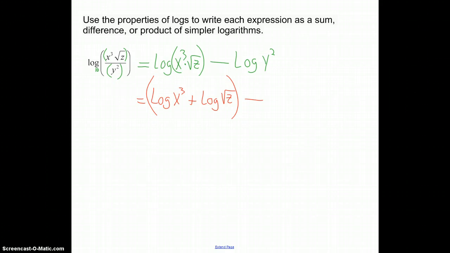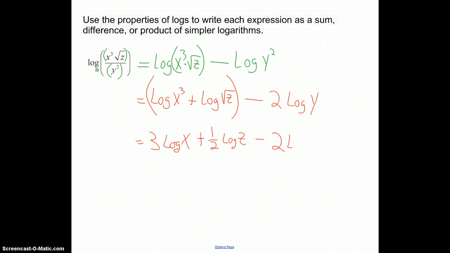Then we have the minus. Now, for this log of y squared, we have an exponent. So we're going to move that exponent out in front, so it becomes 2 times the log of y. And we got the same thing happening in these first two terms here. Log of x cubed becomes 3 log of x. This square root of z, remember the square root is really just the 1/2 power. So we're going to go plus 1/2 log of z. Then we are subtracting the 2 times the log of y.